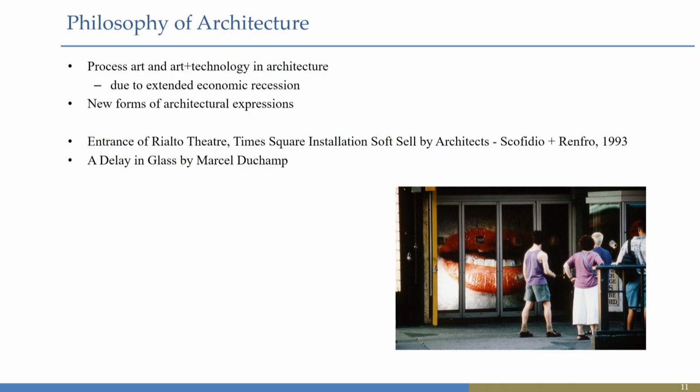This is called Soft Cell. It was created by the architects Diller and Scofidio and Renfro. It was done in 1993, and it was at the entrance of the Rialto Theatre in Times Square, New York. What is quite interesting, if you can see the image, is that when the visitors to this theatre came, this was actually a closed theatre, and they were met by this giant-size screen.